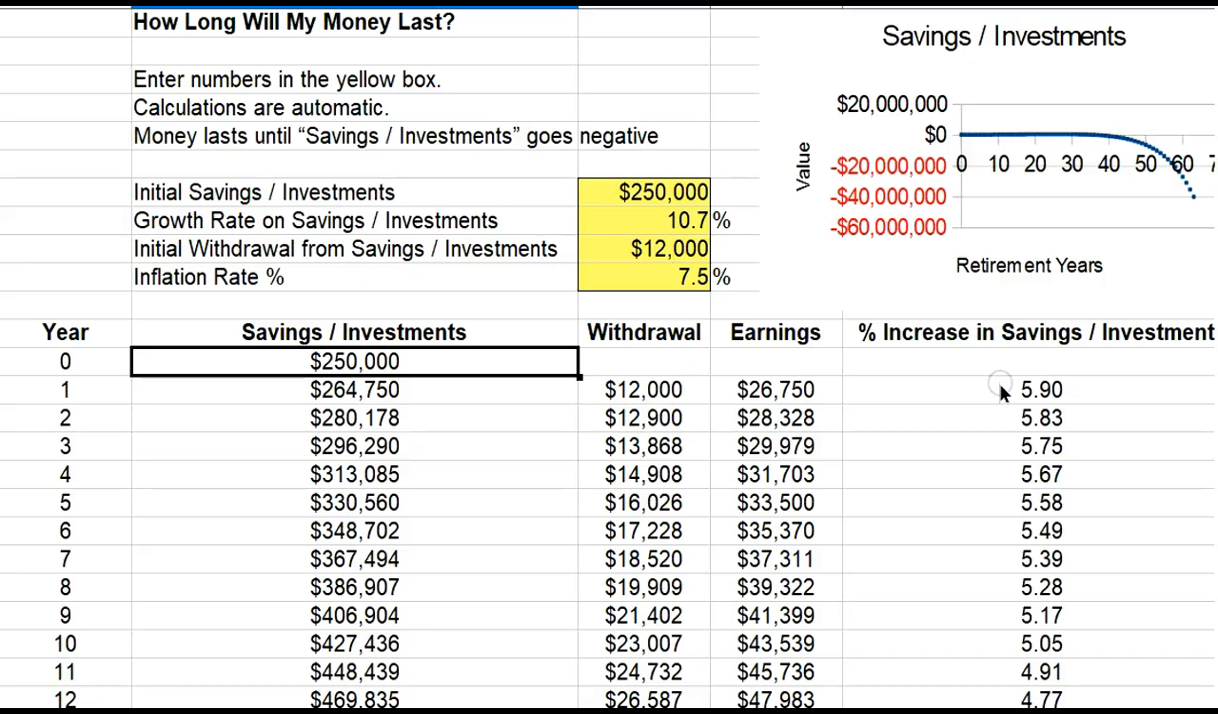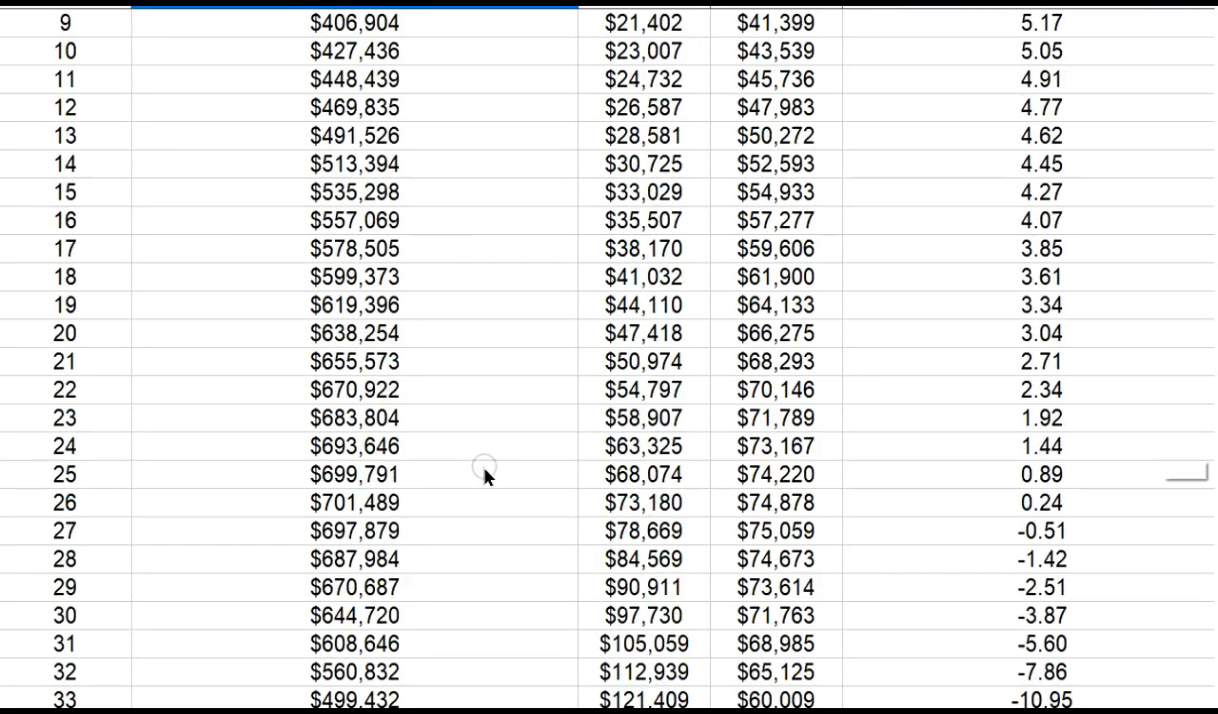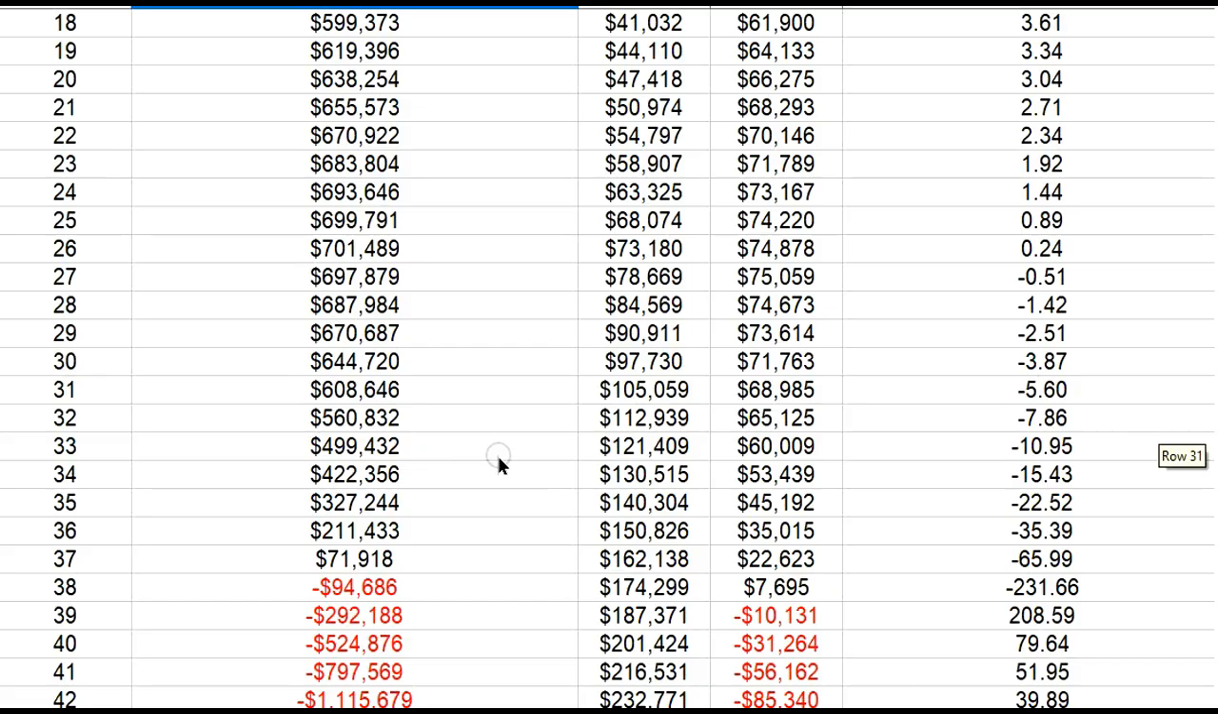Next, we compute the percentage change in your current year's savings and investments compared to the previous year's value. Finally, we display a graph of your savings and investments over the years of your retirement. When this graph goes negative, your savings and investments are depleted. You can easily see approximately how many years your savings and investments have lasted. By scrolling down, you can see the last year your savings and investments value is positive.